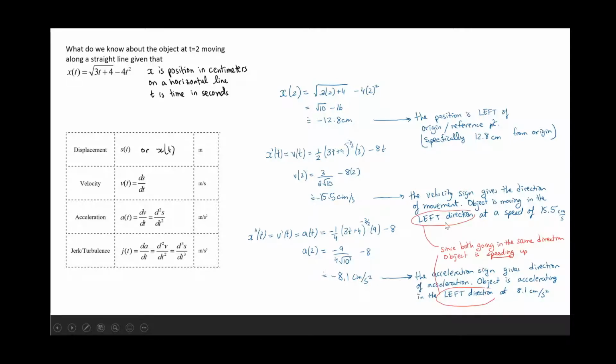Now, because we have movement in the left direction and acceleration in the left direction, both are going in the same direction, so this actually is implying that the object is speeding up. So please do not make the mistake of seeing a negative acceleration and assume that it's going to be slowing down, because it might not. It all depends on the direction it travels as well.